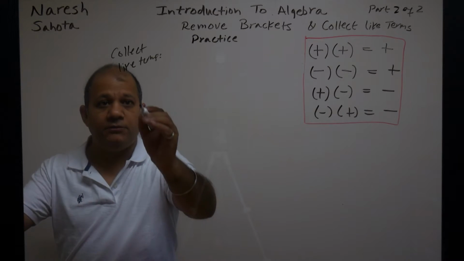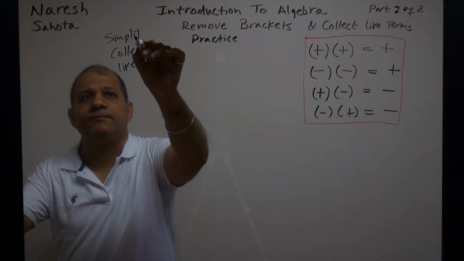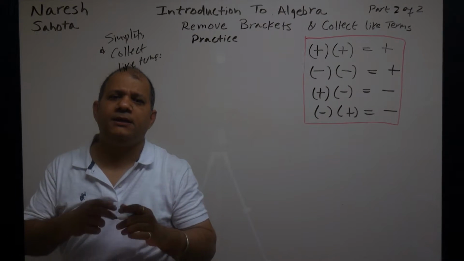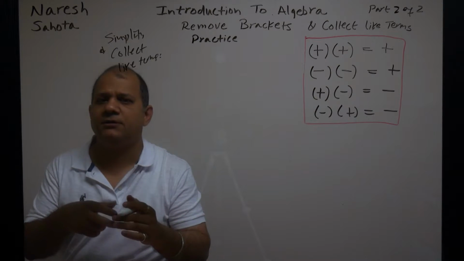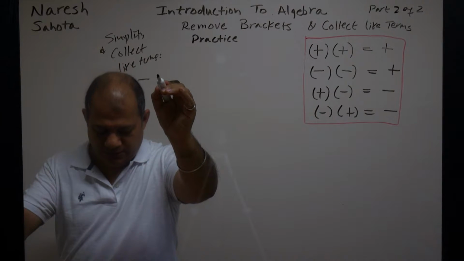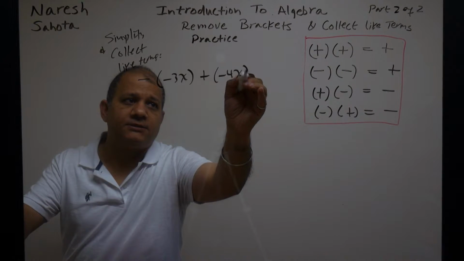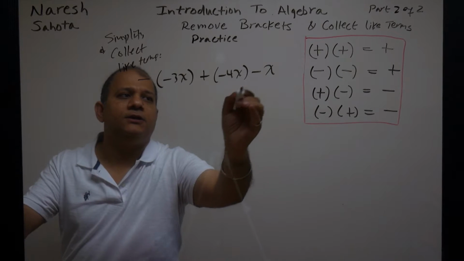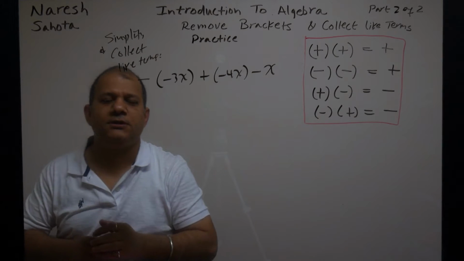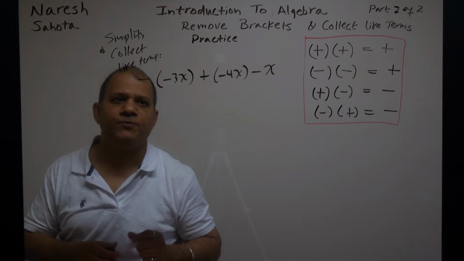Okay, so now the question will still say simplify and collect like terms, or even it may say remove brackets. But once you're given the question, it's understood, you'll know what to do. So for example, if I give you a question like this, so we have negative 3x inside the brackets plus negative 4x and then minus x, right? So what can you do here, right? So even if you're not told simplify, collect like terms, how do you simplify this, right? So intuitively you know that you have to simplify this.